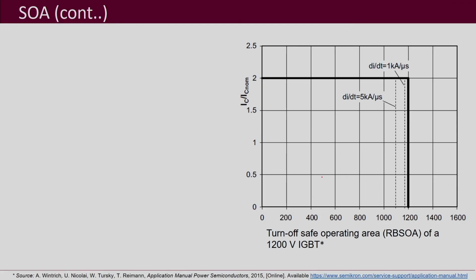Then let us look into your turn off safe operating area, which is basically your RBSOA. So here you can see this is given as twice of IC norm. IC norm is your nominal current.